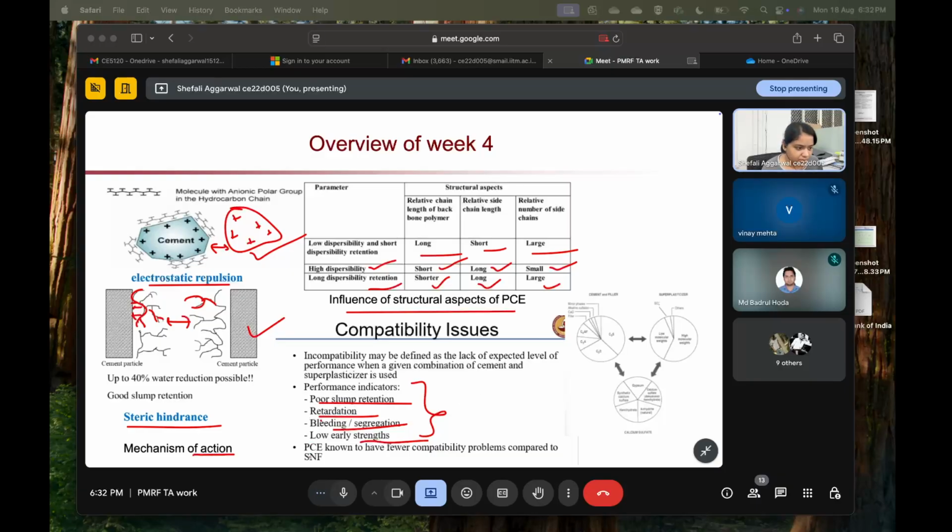If we talk about PC based superplasticizer and the older superplasticizer, we are saying PC based superplasticizer has lower compatibility issues as compared to your older SNF superplasticizer.